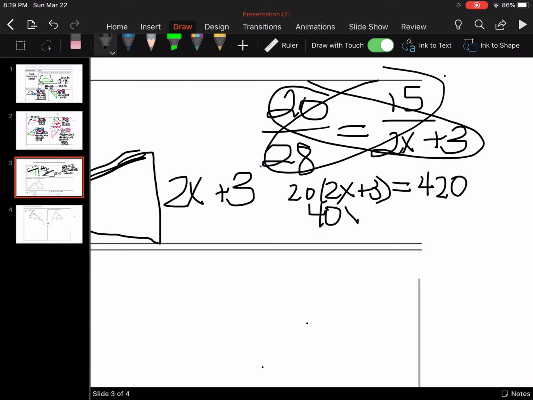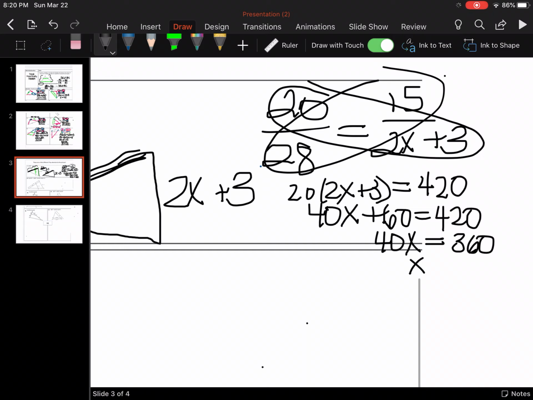Distribute. 40x plus 60 is equal to 420. Subtract 60 from both sides. Gives us 360. Divide that by 40. And we get 9.